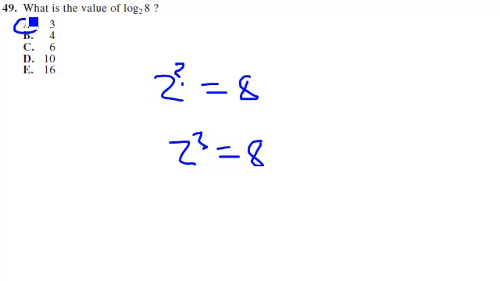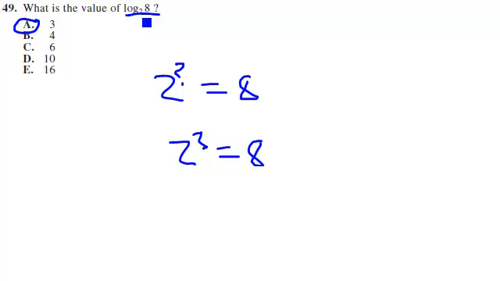A good thing to note is that this is number 49. That's pretty far into the test. There's only 60 questions on the test, so on the ACT, they consider this concept of logarithms a hard concept. So when they ask you about it, they're often going to give you a fairly easy question because the concept itself is hard enough to make many students miss the question, so that the question itself doesn't have to be super hard.